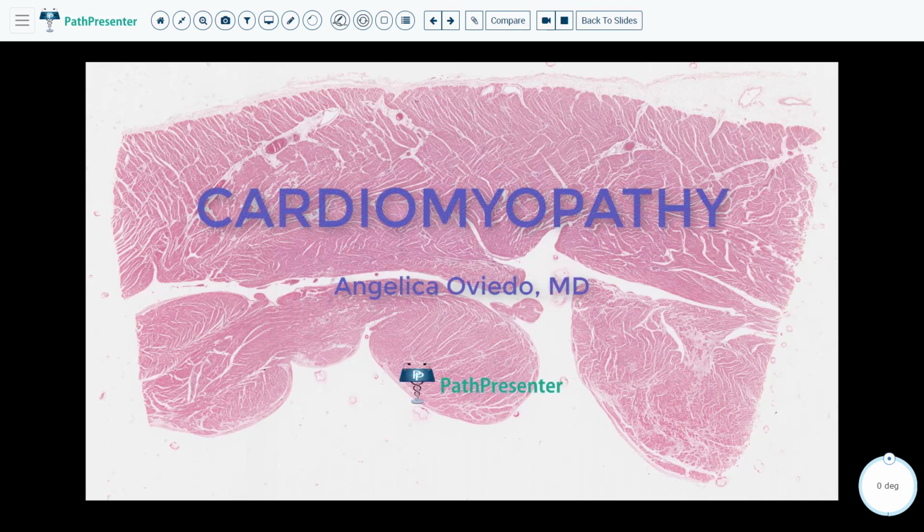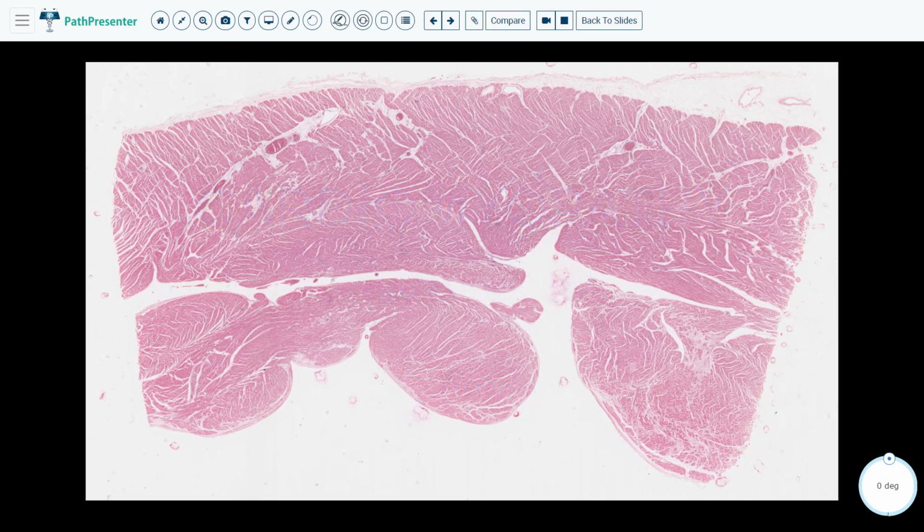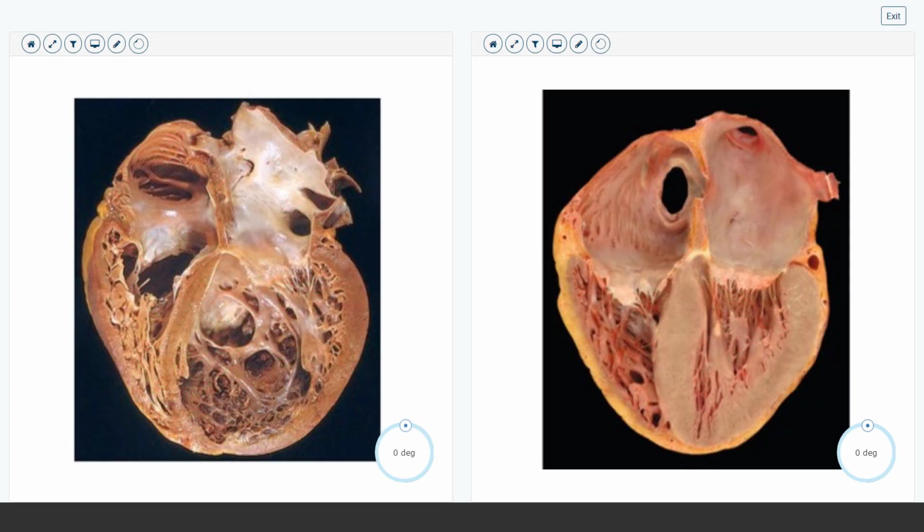Today we are going to review dilated cardiomyopathy, myocarditis, hypertrophic cardiomyopathy, and arrhythmogenic right ventricular cardiomyopathy. The first slide is normal heart. This is reviewed in a separate video. Case 1 is dilated cardiomyopathy.